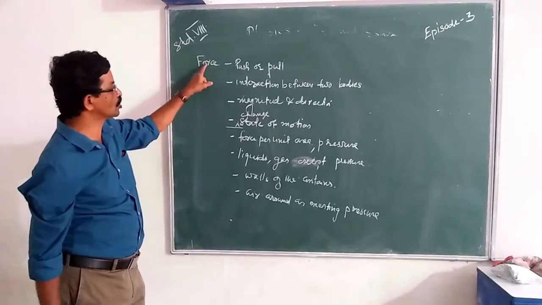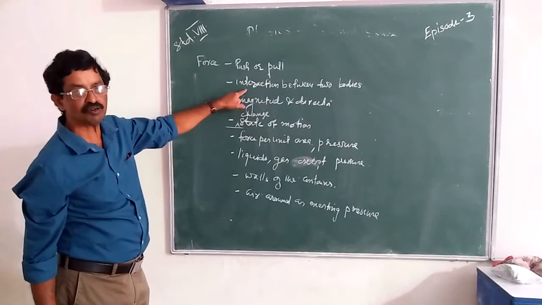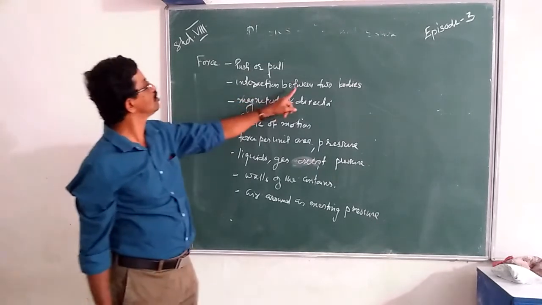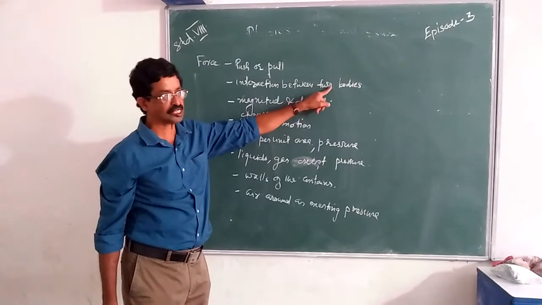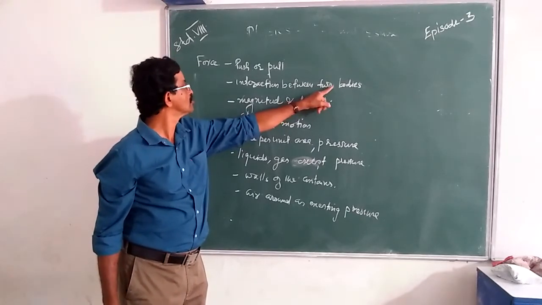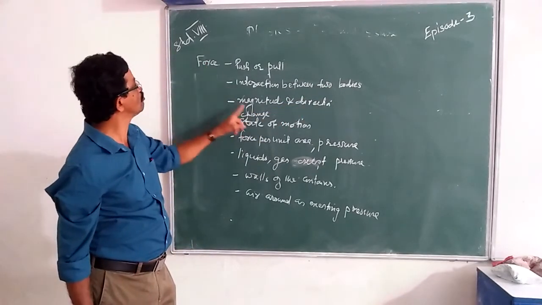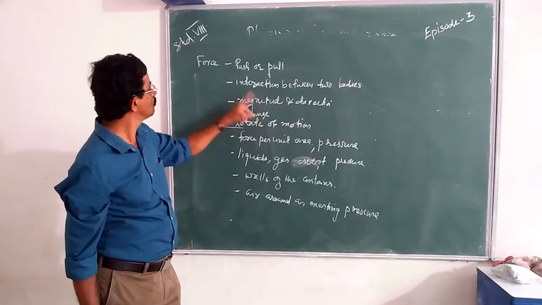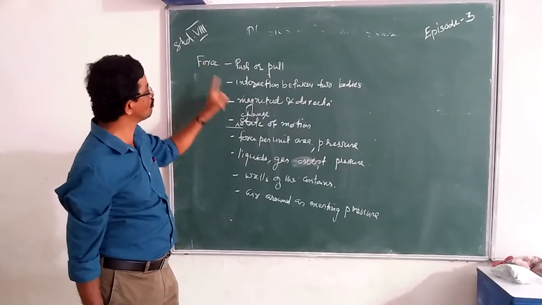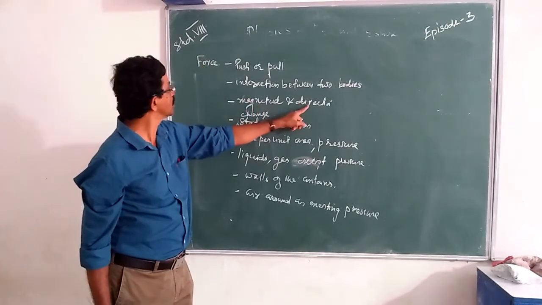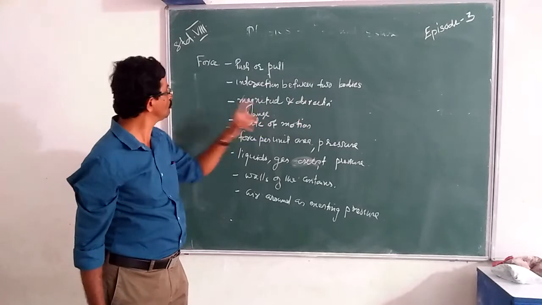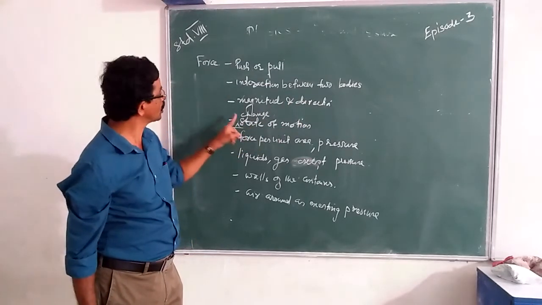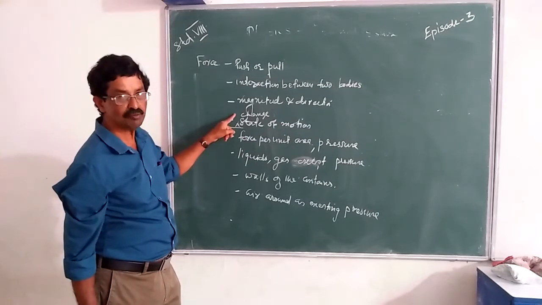What is actually force? It is an interaction between two bodies. Force is an interaction between two bodies. Now, force has both magnitude and direction. Force is a quantity with magnitude and direction. What can force do? Force can change the state of motion.